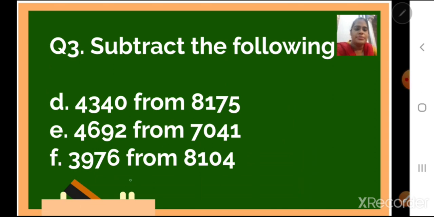Then question number 3, subtract the following. We have 3 sums here. Note it down, students. Here the boxes are not given. You have to write the numbers properly.